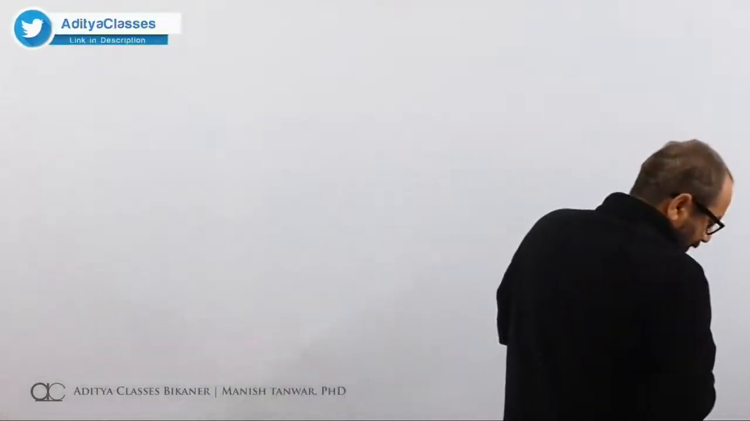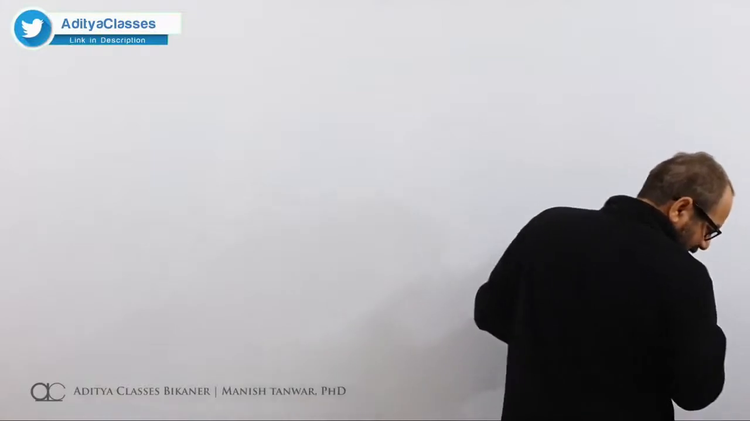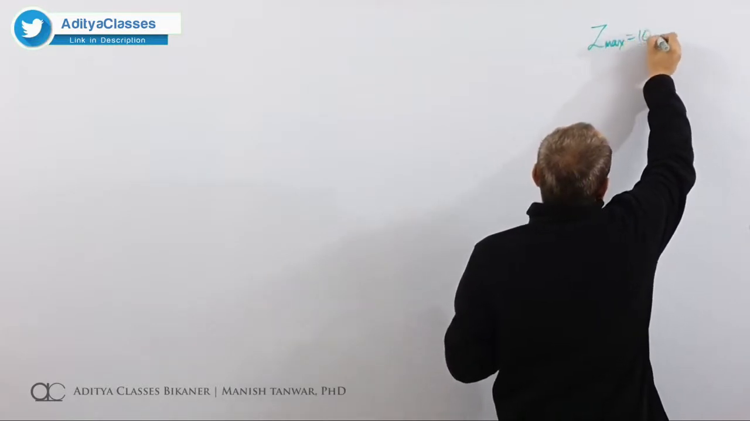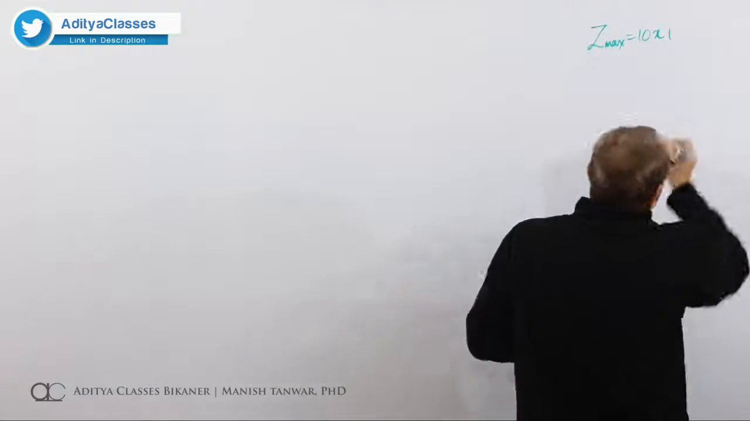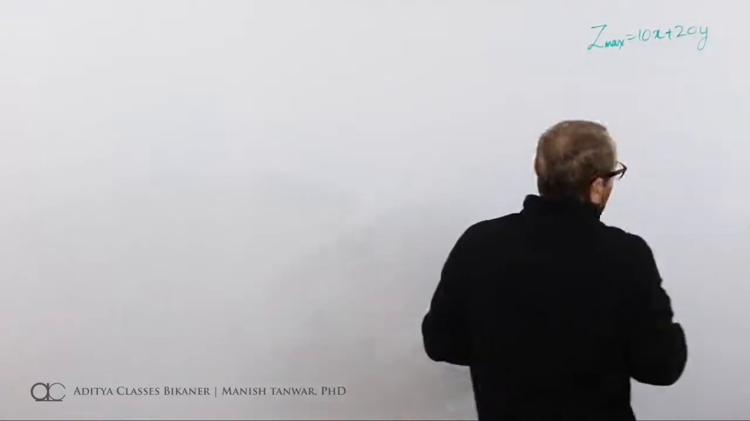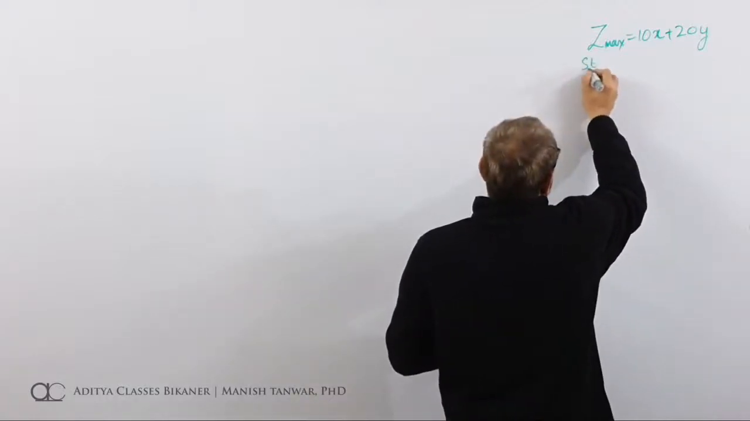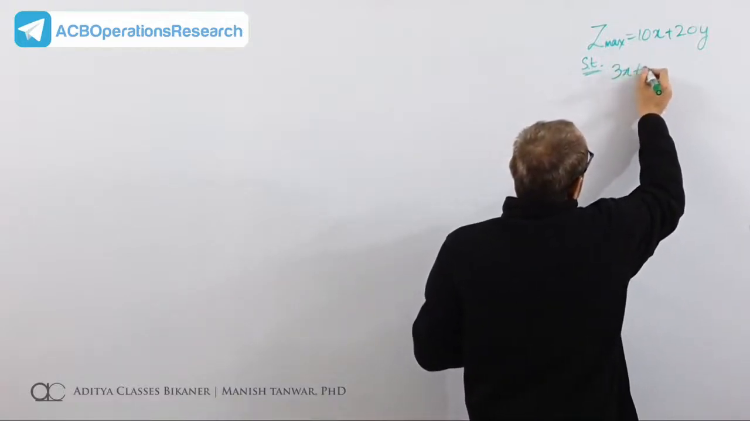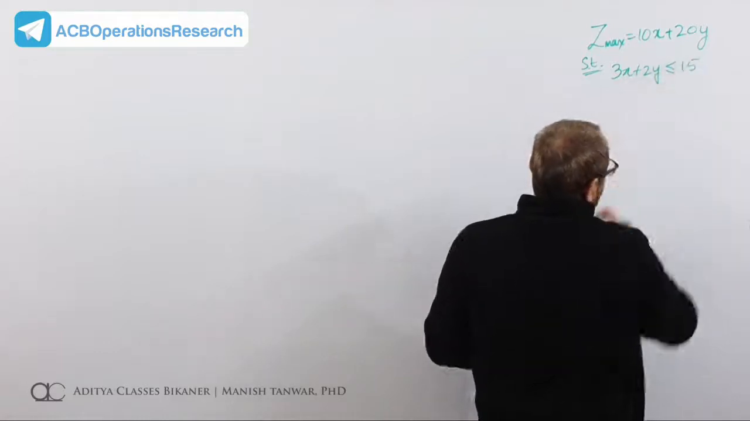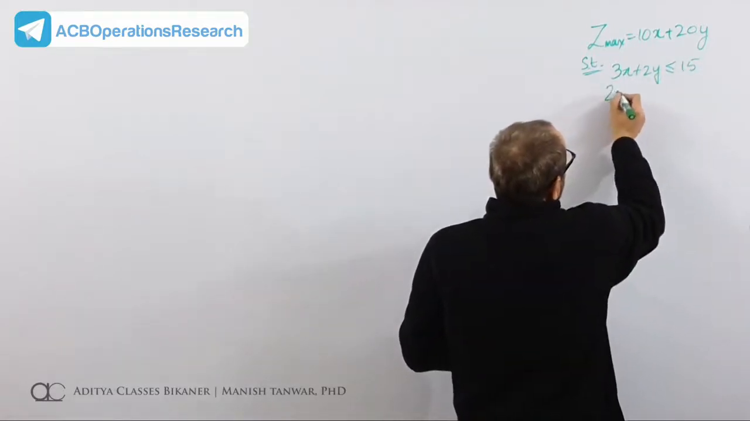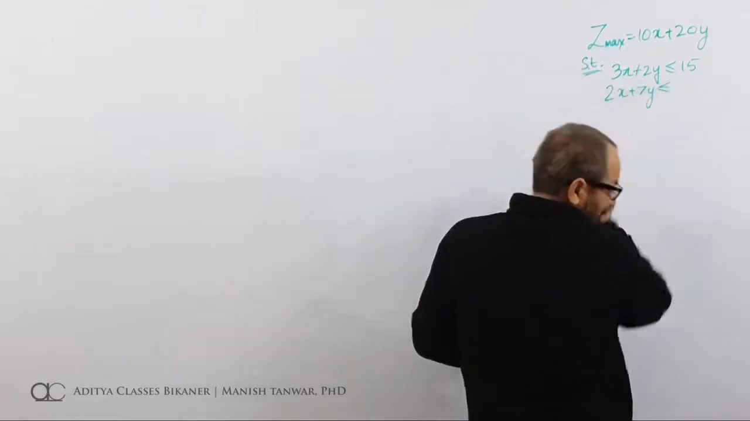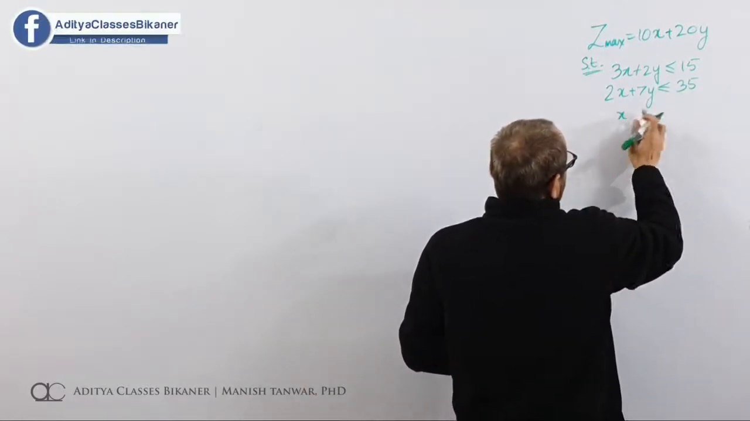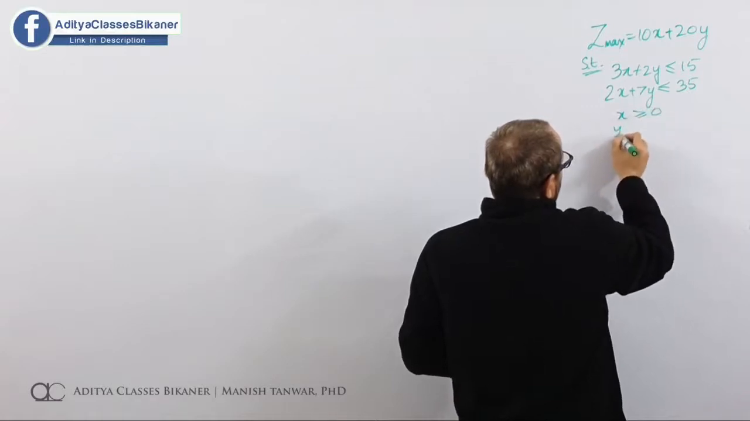So I'll put up the problem. We'll take a very small simple problem. Zmax is equal to 10x plus 20y, subject to two very simple constraints. These are 3x plus 2y less than or equal to 15, and the other constraint being 2x plus 7y less than or equal to 35. And of course, x will be greater than or equal to 0, y is unrestricted.